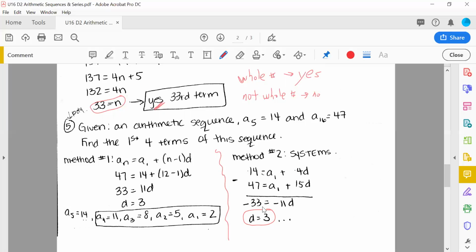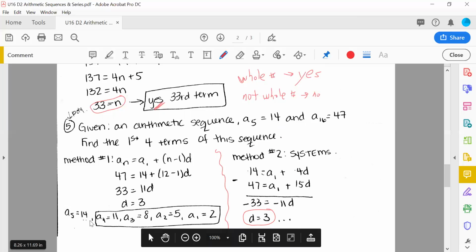And once you find that d equals 3, you could work your way backwards. If you're adding 3 each time to get the next term, then technically you're subtracting 3 each time to get the previous term. Does that make logical sense? So if the fifth term is 14, that means the fourth term must be 11. Going backwards, the third term must be 8 because you're subtracting 3 each time to go backwards. The second term must be 5 and the first term must be 2. That's one way to do it.